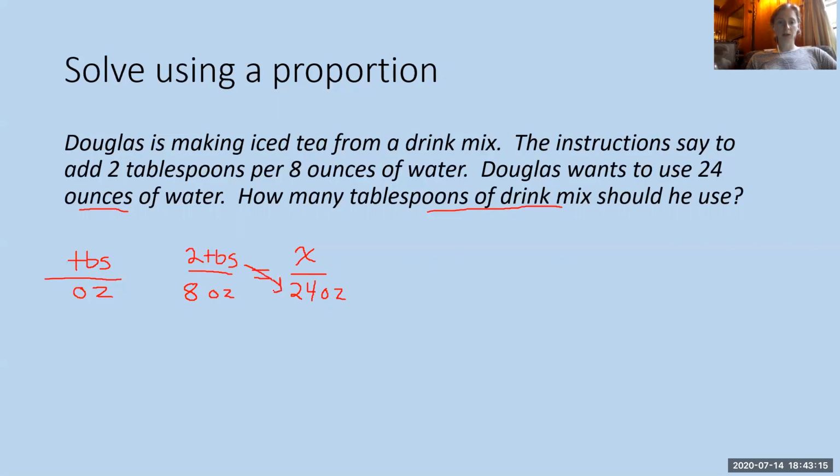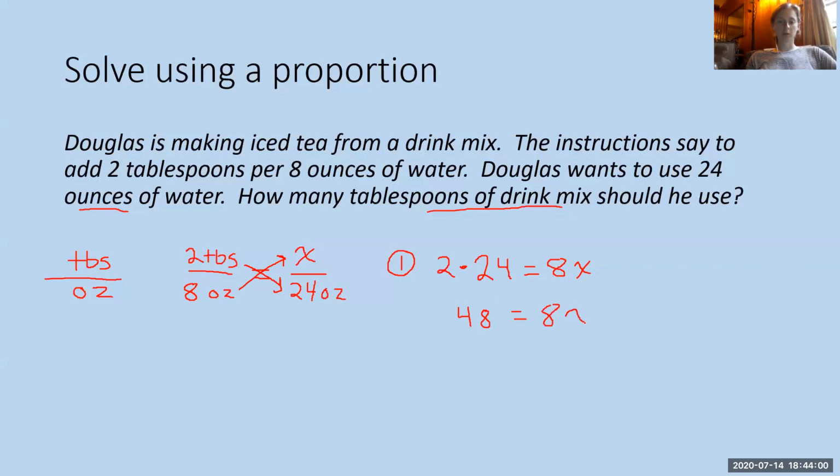So we know that 2 times 24 should be equal to 8 times whatever x is. And I'm actually just gonna skip that multiplication symbol because when we have a number right next to a variable, we know that it means multiplication. All right, so I'm still on my multiplying step here. 2 times 24 is 48. So now we know that 48 is equal to 8 times whatever x is.